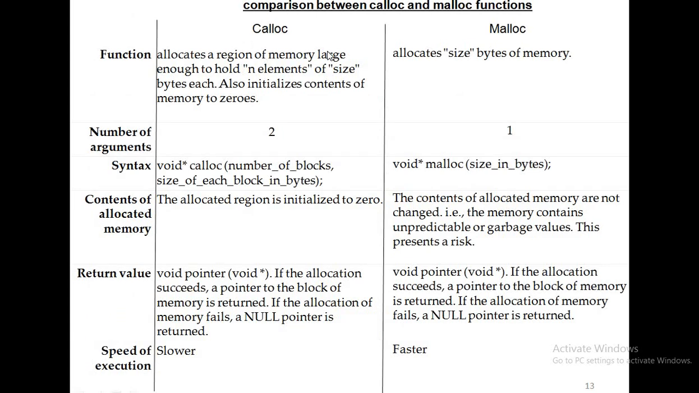So there is a difference between calloc and malloc. Calloc and malloc both are used for dynamic memory allocation. Calloc takes 2 parameters, malloc has 1 parameter. In calloc, uninitialized values will be stored as 0, but in malloc it will be garbage. Calloc is relatively slower because it performs 2 tasks. First is allocation, second is initialization. But malloc performs only 1 task, that is allocation.